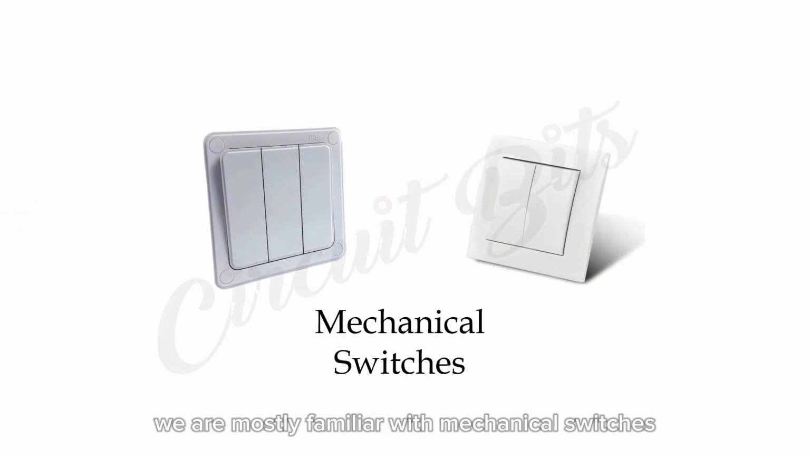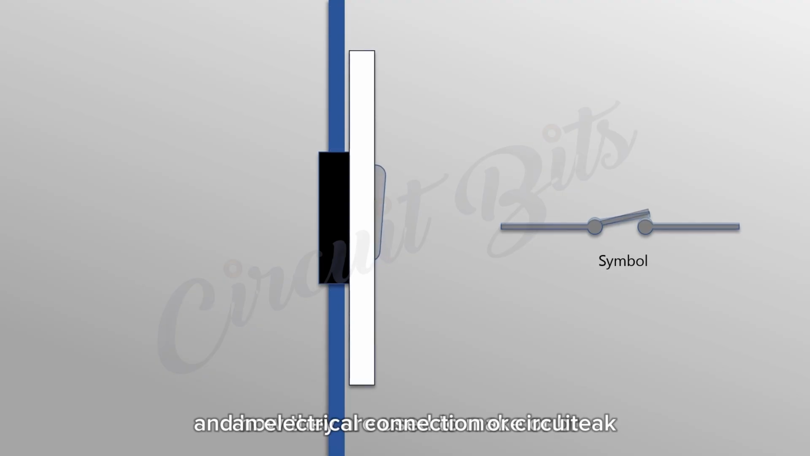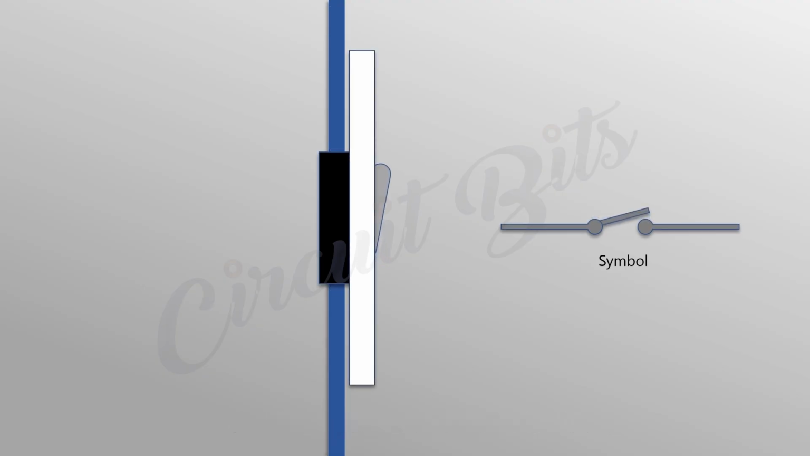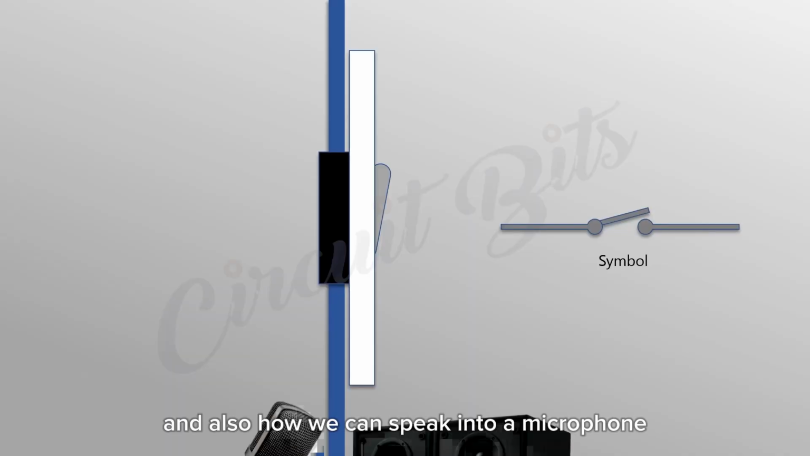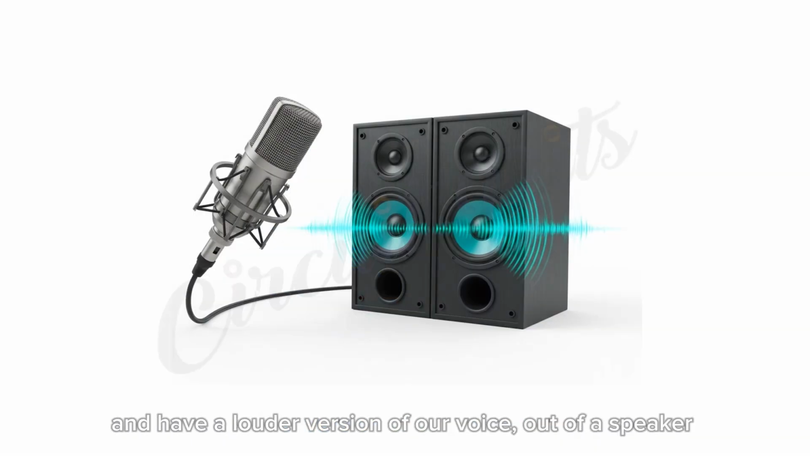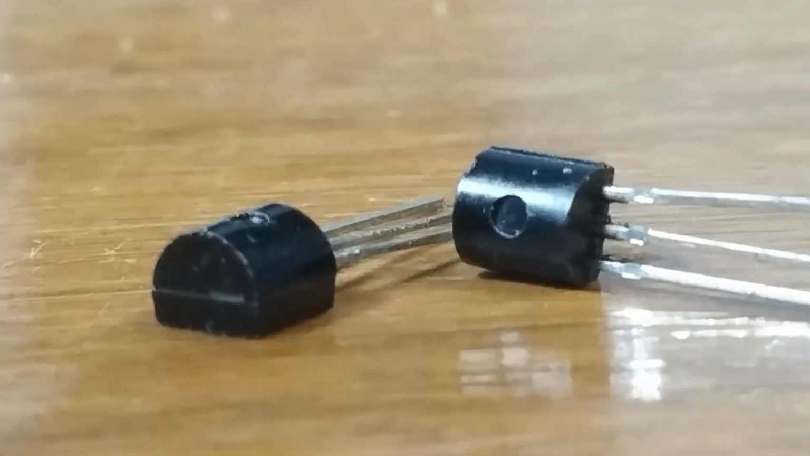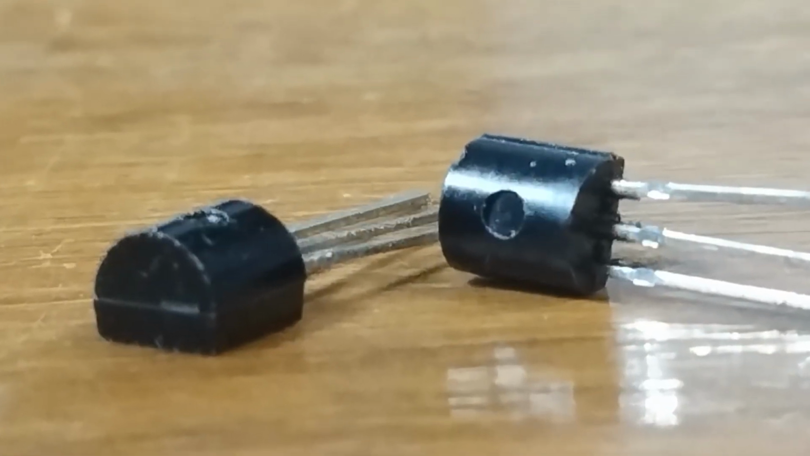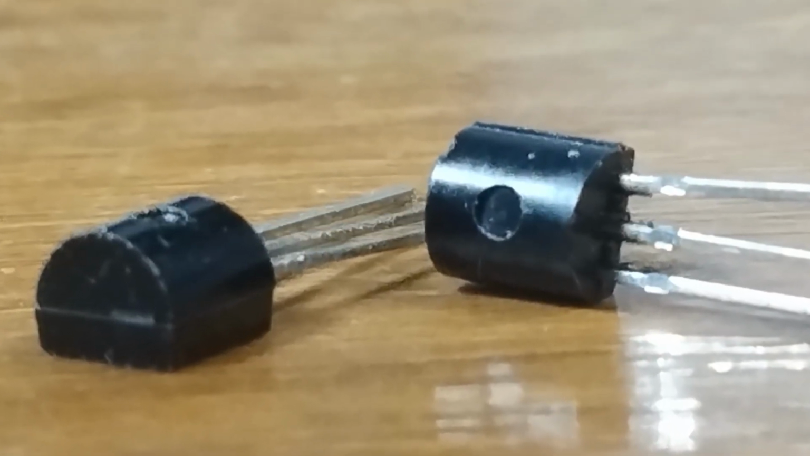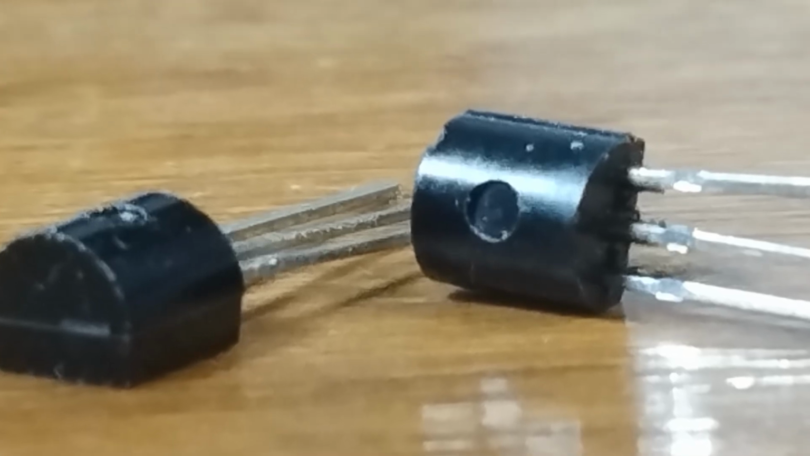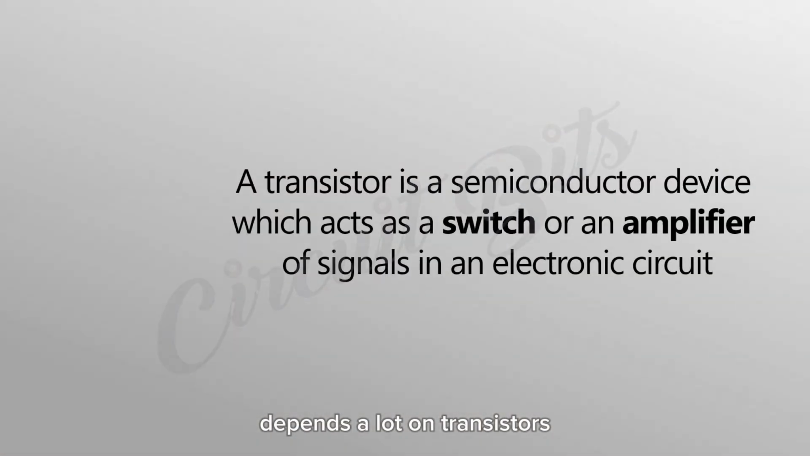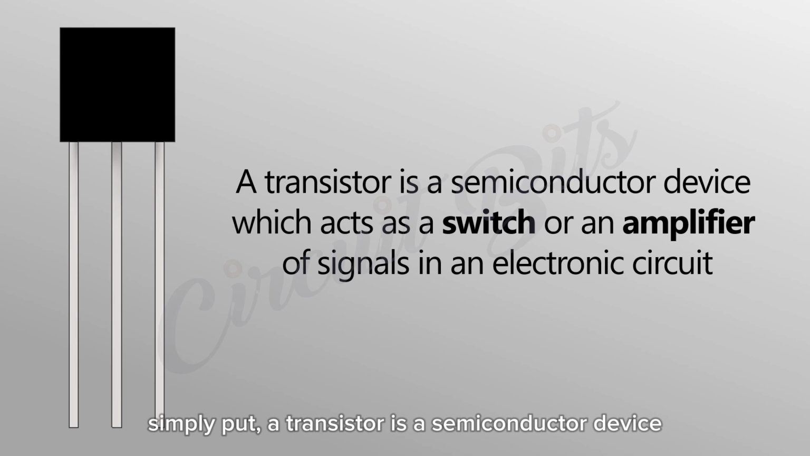We are mostly familiar with mechanical switches and how they are used to make or break an electrical connection or circuit, and also how we can speak into a microphone and have a louder version of our voice out of a speaker. Transistors basically do the same things to an electronic signal. In fact, the microphone and speaker relationship depends a lot on transistors. Simply put, a transistor is a semiconductor device which acts as a switch or an amplifier.